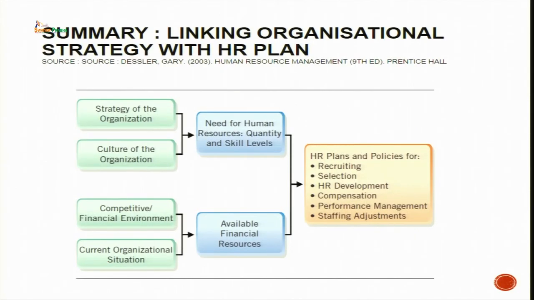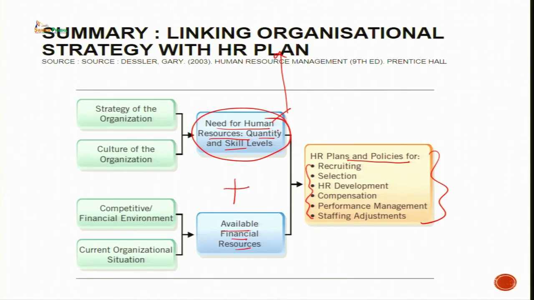So, the summary of today's session is that we have to eventually come up with HR plans and policies for recruitment, selection, HR development, compensation, management and staffing, etcetera, which is not necessarily your course of study, but these are the HR outcomes. And how we reach this is with the help of the need for HR resources, that is, quantity and skill of people. This is what we were concerned with today, which is called the HR plan, and available financial resources, which can help to reach the scenario of what quantity of people and skill we require. This is in turn governed by the strategy of the organization and the culture of the organization.